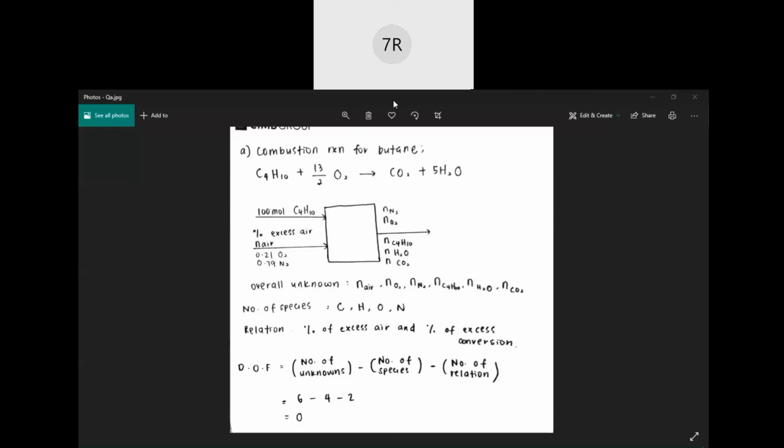The percentage of excess air is 100%? It depends, right? That is not given yet in question A. Not given, it's just analysis. Assumption kiranya. Betul, assumption. Okay. Faham. Okay, thank you.